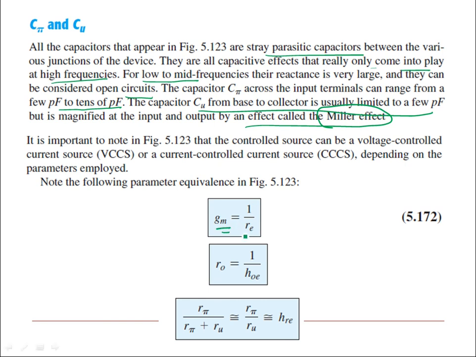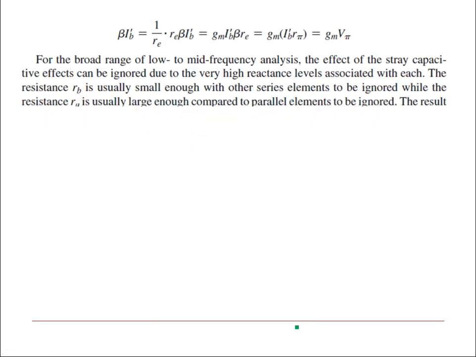So gm is nothing but 1 by re. This transconductance gm is 1 by re. We know what is re from the re model. Then r naught is nothing but 1 by hoe, and r pi by r pi plus r mu is equal to r pi, approximately equal to r pi by r mu, and this is equal to hre. That is the equivalence here.